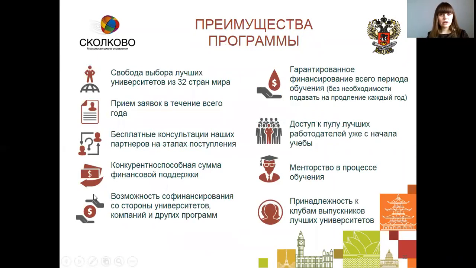Ну, даже не знаю, что вам рекомендовать по преимуществам программы. У нас выбор из 32 стран мира, 188 университетов. Мы, в общем-то, не ограничены во времени. Вы можете подать заявку сейчас, или ночью, или завтра. Главное, до 4 июня, если вы хотите успеть на учебу в сентябре. Это наш следующий дедлайн. Но мы бесплатно консультируем вас, и наши партнеры по поступлению, по участию в программе.